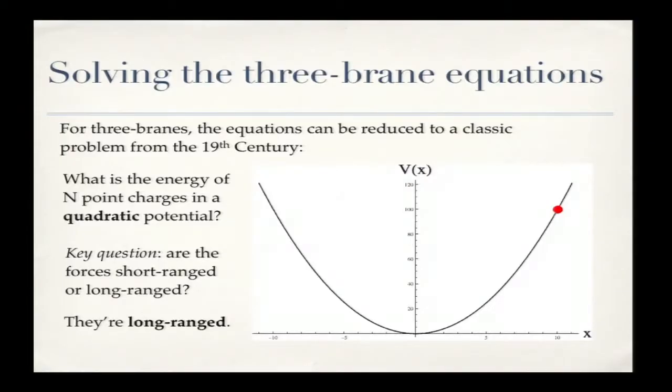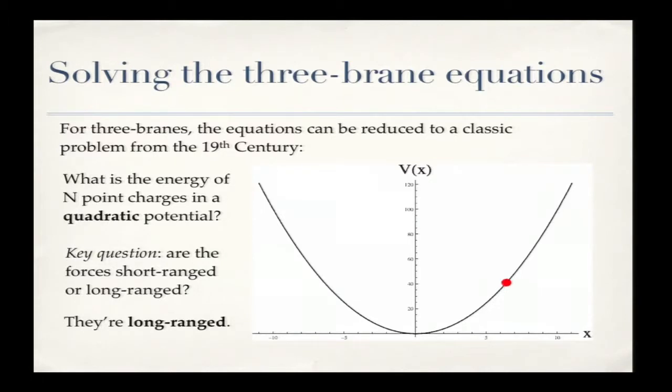All right, so how do we do this exact quantum calculation that takes into account the quantum effects exactly? It is hard. But for three-branes, where the answer should be N-squared, it was possible to reduce it to a classic problem that could have been phrased in the 19th century. And that problem is, what is the energy of N electric charges in a quadratic potential? So this is like electrostatics.